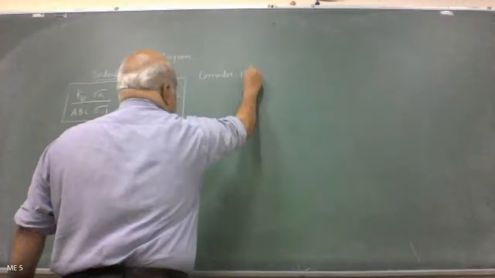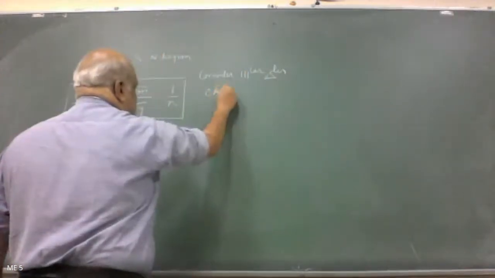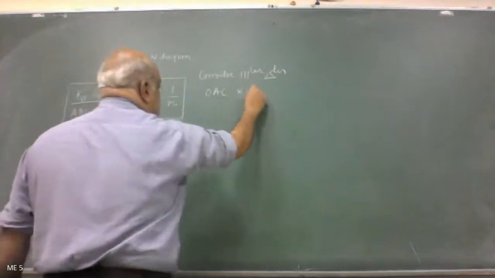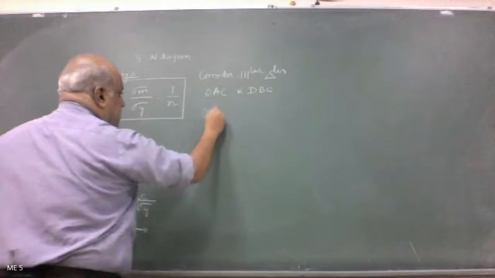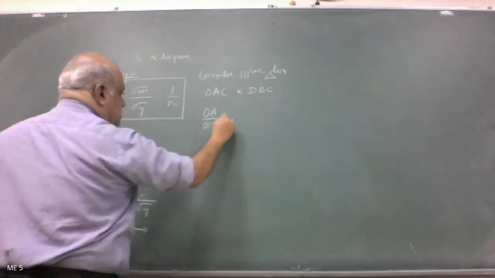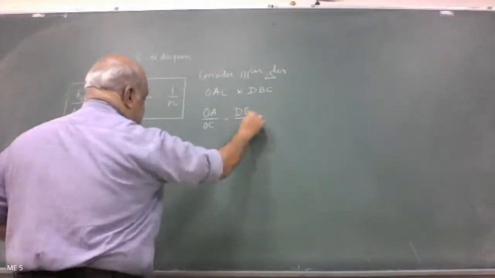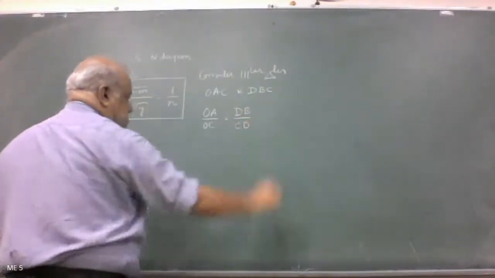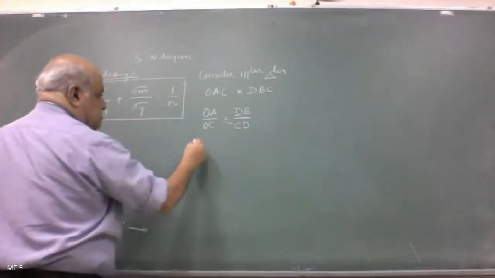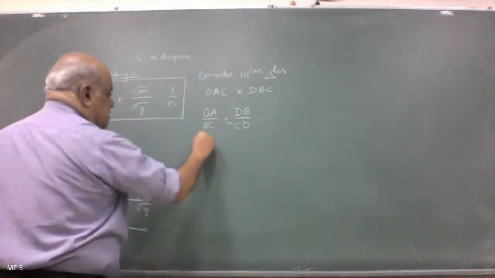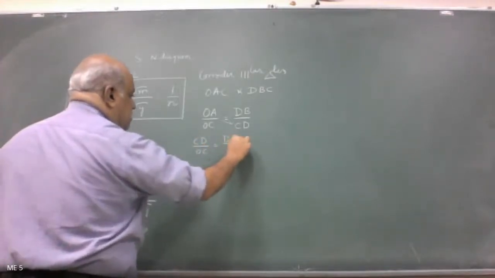Now, considering triangles OAC and DBC, that is, consider similar triangles OAC and DBC. What I can write is OA by OC is equal to DB by DC, or CD. Is that okay? This is what I can write. I now cross multiply this. So what I'm going to get is CD by OC is equal to DB by OA.